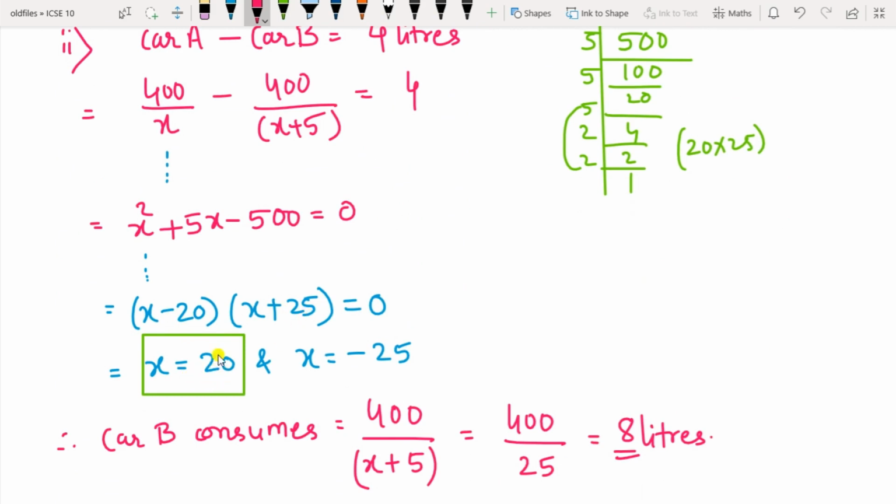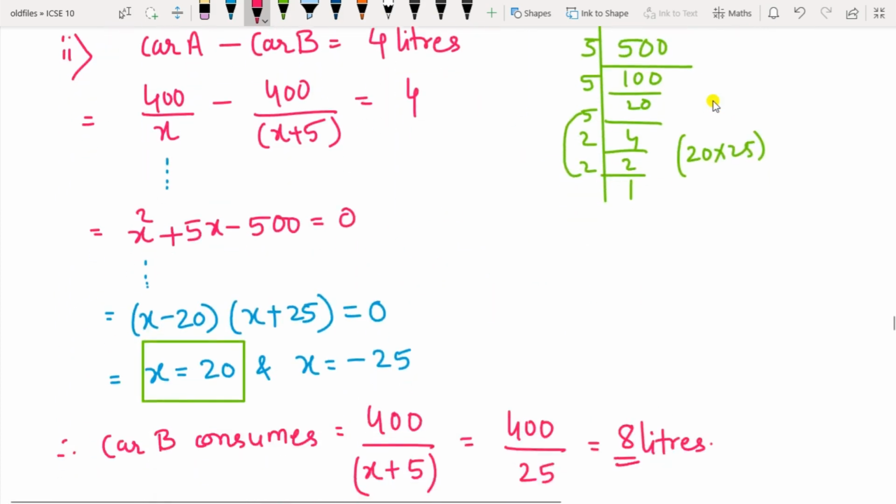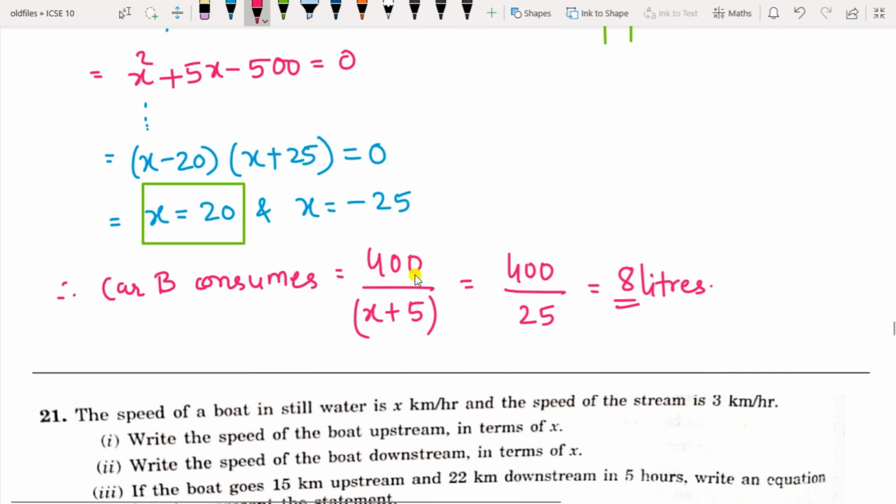So x equal to 20 we will consider, and therefore we will write car B consumes 400 upon x plus 5, that is 400 upon 25 equal to 8 liters. Because in the question they are asking to determine the number of liters of petrol used by car B, we have to find that. So for car B the expression is 400 upon x plus 5, so it is 8 liters.